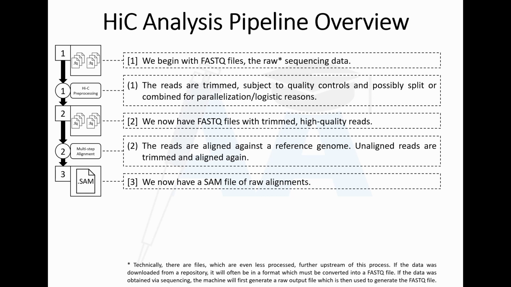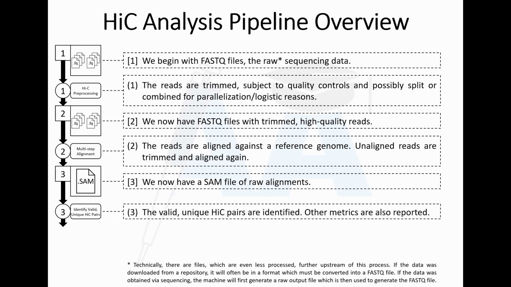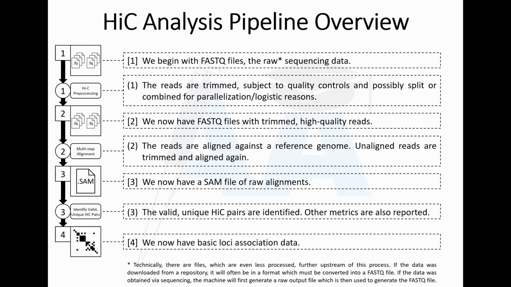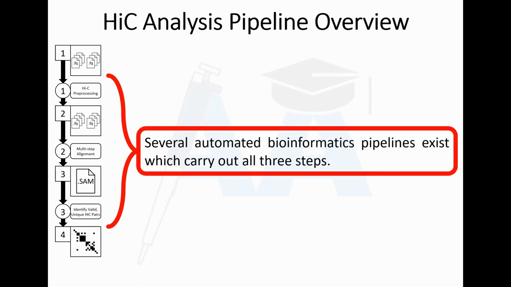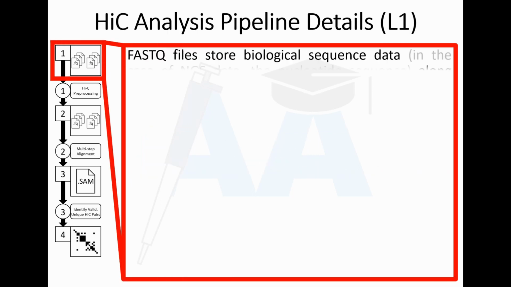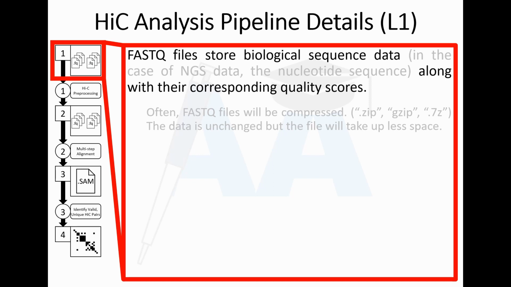From this SAM file of raw alignments, valid, unique HiC pairs are identified, and general metrics on the data are reported. From the HiC pairs, we can infer the frequency of loci association, which is then used to draw biological conclusions. Note that you don't have to run all these steps manually. Several end-to-end bioinformatics pipelines exist which carry out all three steps. Anyway, now that we've done the overview, let's go into a bit more detail.